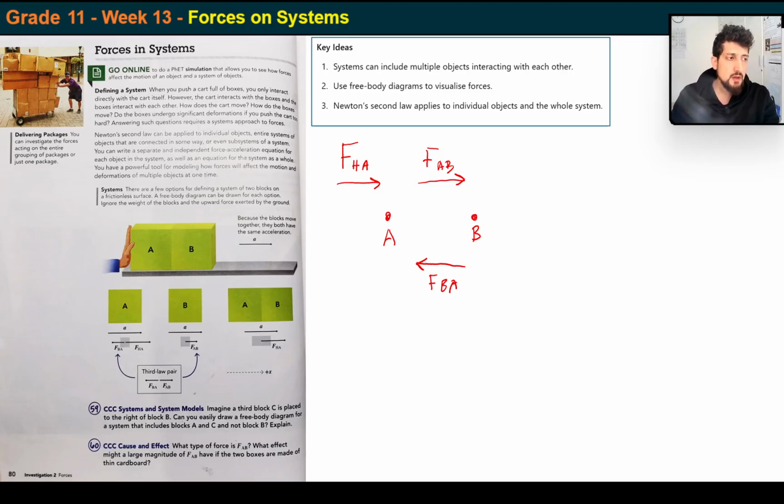No. Ignoring block B leaves out important forces between A and C. Okay, so it's going to be interactive. We're talking about contact forces here, forces that are in touch with each other.